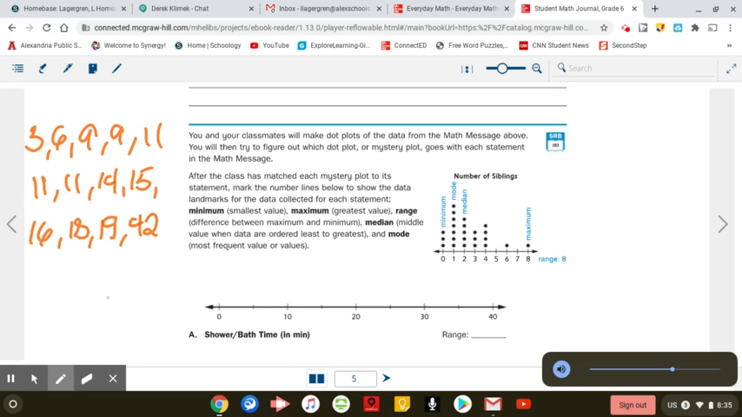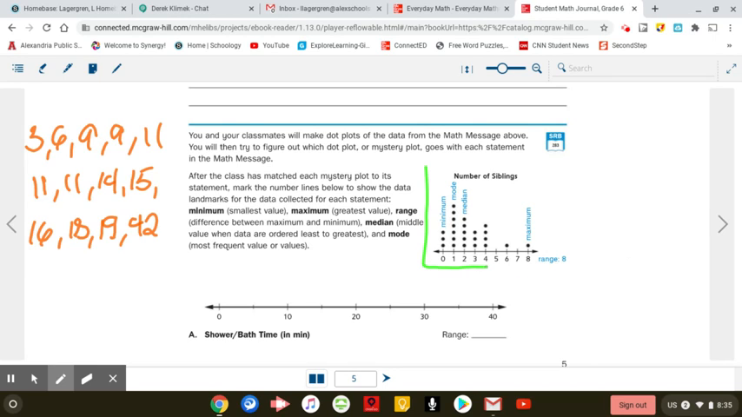Hey guys, so I'm just gonna go over the example dot plot and create one of my own with some fabricated numbers here. So over here you can see number of siblings. This is a dot plot with labeled landmarks. So each dot represents a piece of data. In this case, they probably surveyed students and three students you can see here had zero siblings, where one student over here had eight siblings.